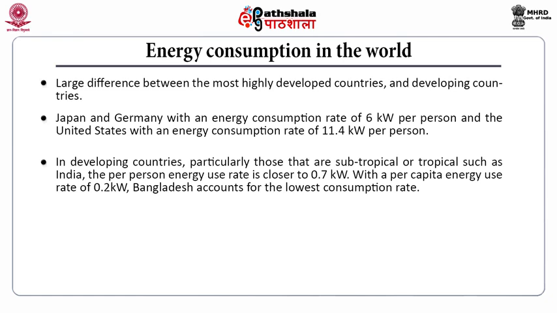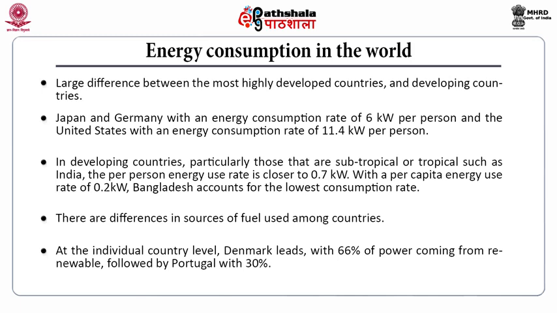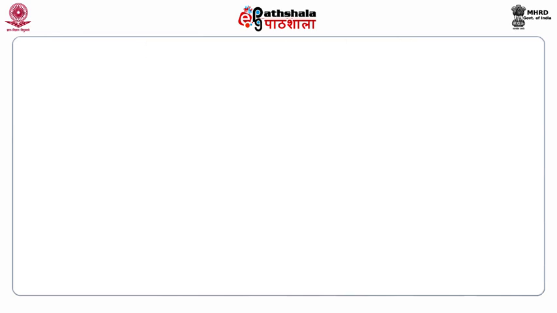With a per capita energy use rate of 0.2 kilowatt, Bangladesh has the lowest consumption rate. There are differences in the sources of fuel used among the various countries. At the individual country level, Denmark leads with 66% of power coming from renewables, followed by Portugal with 30%.